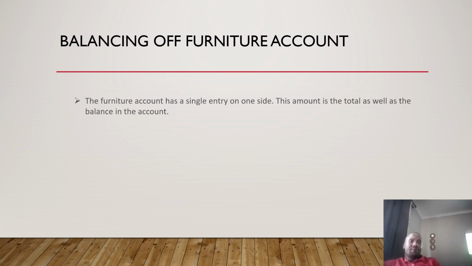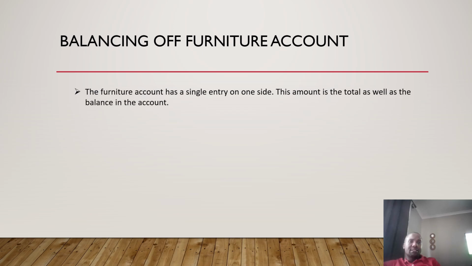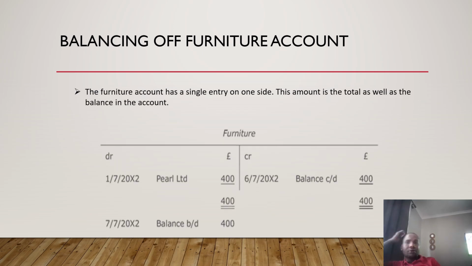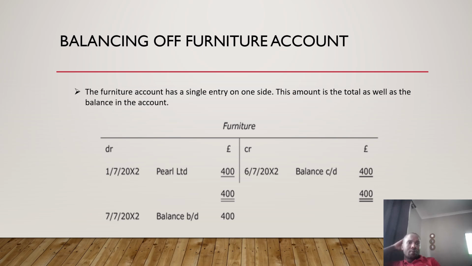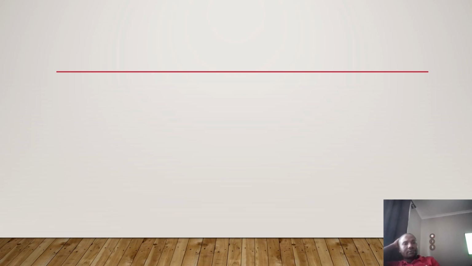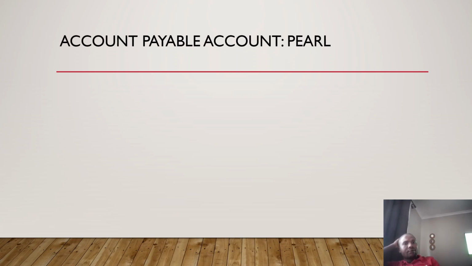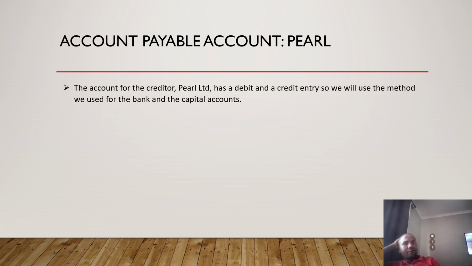And then we go to the furniture account. So the furniture account has a single entry on one side. So this amount will as well be the total balance in the account. It only had 400 pounds on the debit entry, and that's why the brought down figure is also on the debit side as 400 pounds. Okay, that was straightforward. And then we have the account payable for Period Limited.